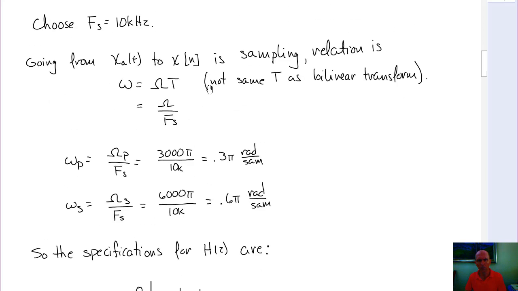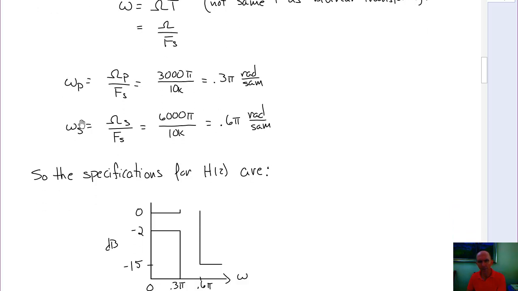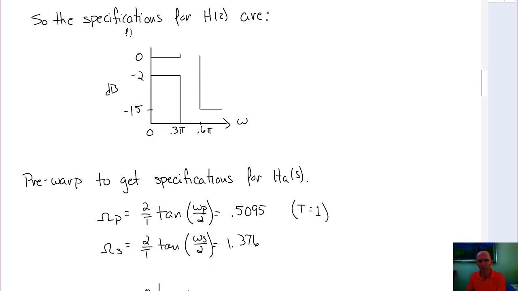And we know that the relationship between the frequencies when we have sampling is this. And this is not the same T, of course, as the bilinear transformation. This is the sampling period, 1 over fs. So we know that little omega is big omega over fs. And so we can get the pass and the stop frequency for our digital filter if we know the sampling frequency. And so these would be the specifications for H(z).